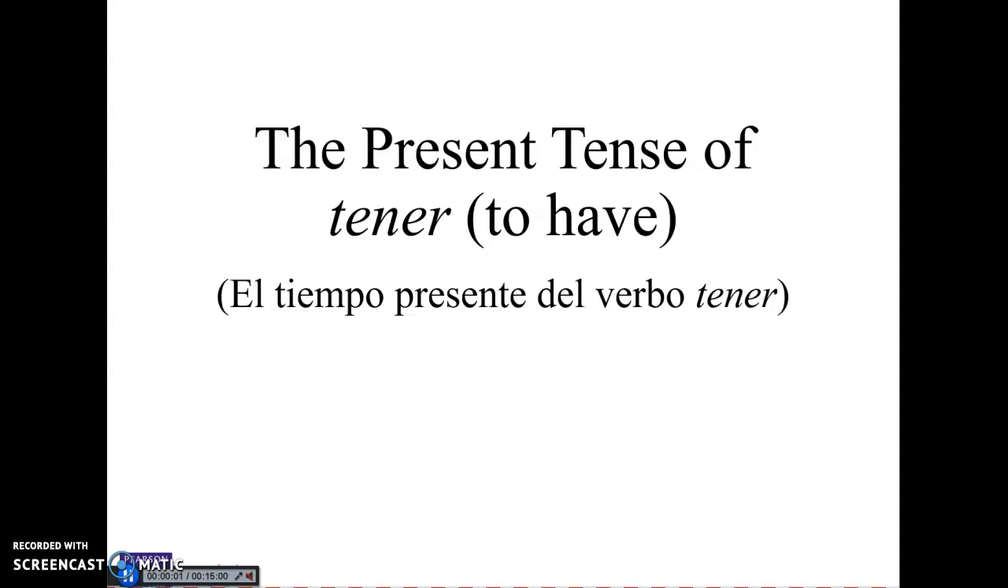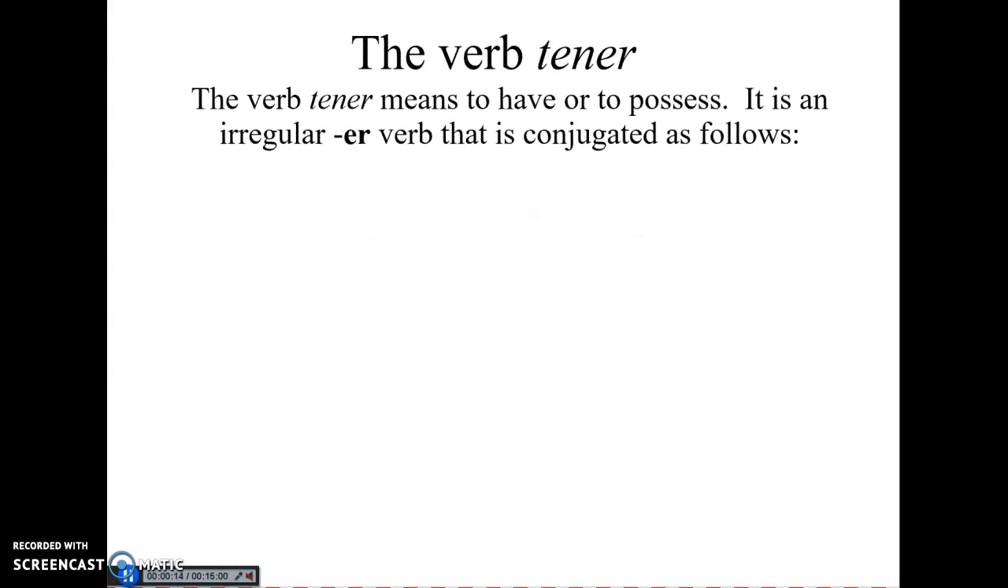Hola estudiantes, vamos a aprender the present tense of the verb tener, which means to have. El tiempo presente del verbo tener. The verb tener means to have or to possess. It is an irregular ER verb that is conjugated as follows.